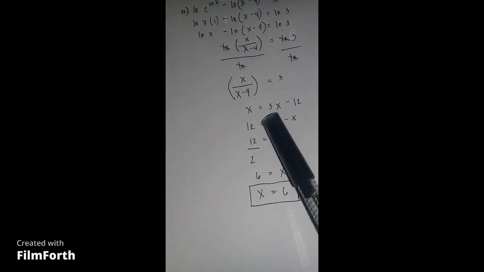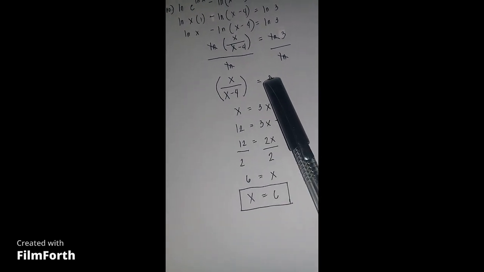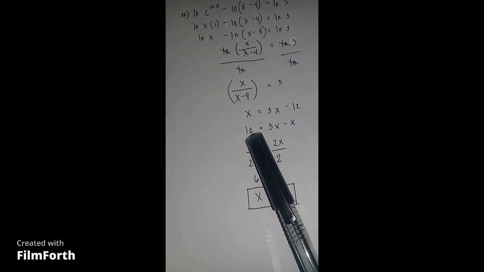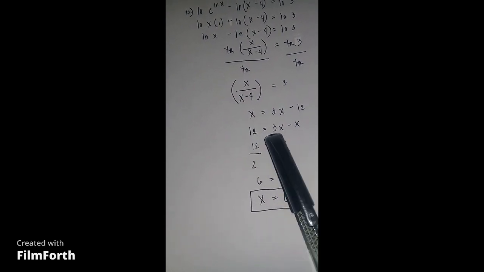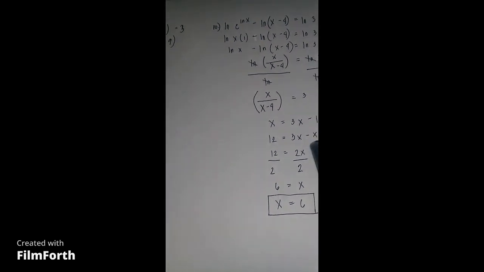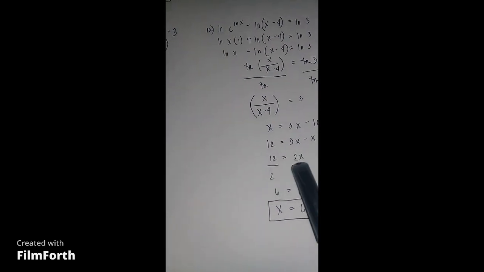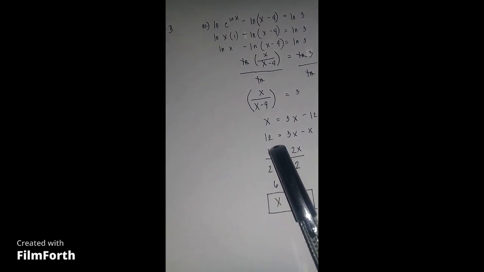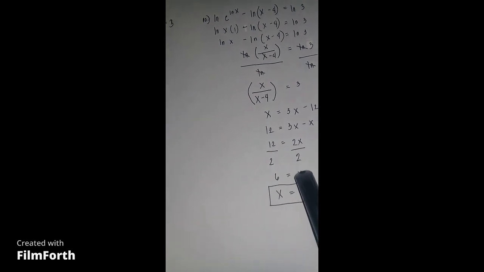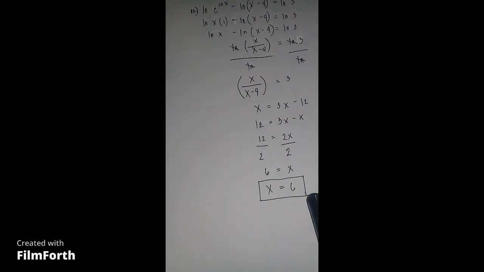So cross multiply. So 3 times x is 3x, and 3 times negative 4 is negative 12. So transpose to the right, that must be positive, and then 3x. So the x must be transposed to the left, so that must be negative x. So copy 12, then 3x minus x is 2x. So divide both sides by 2. So 12 divided by 2 must be 6, and cancel here x. So our final answer number 10 is x equals 6.